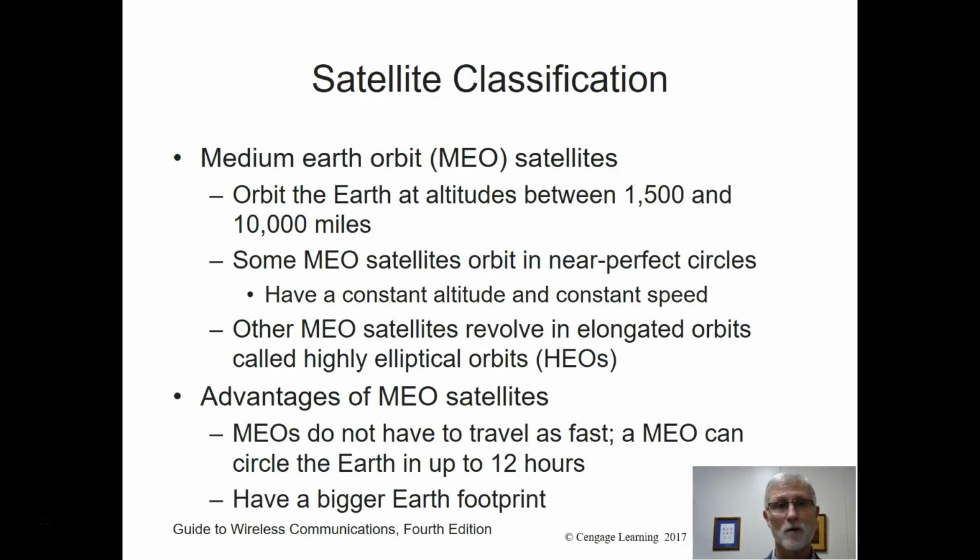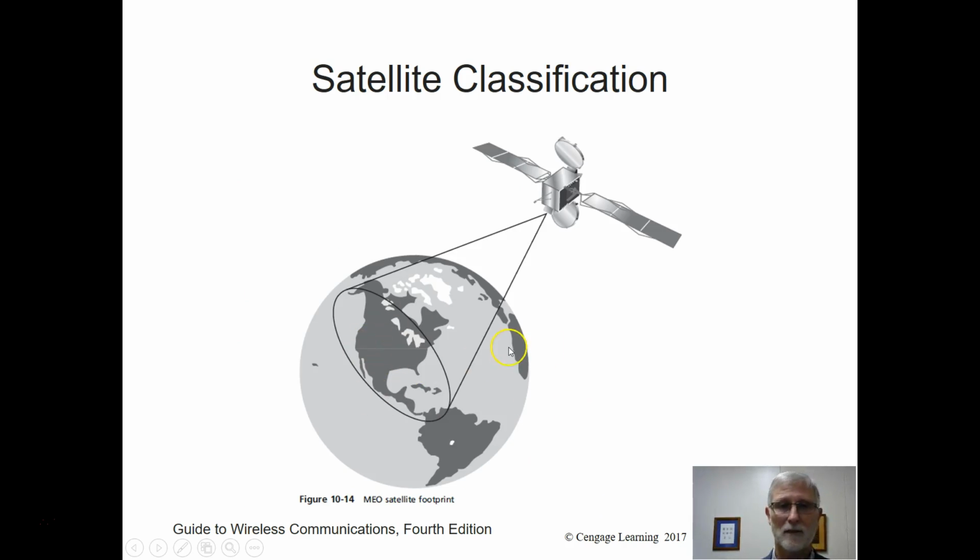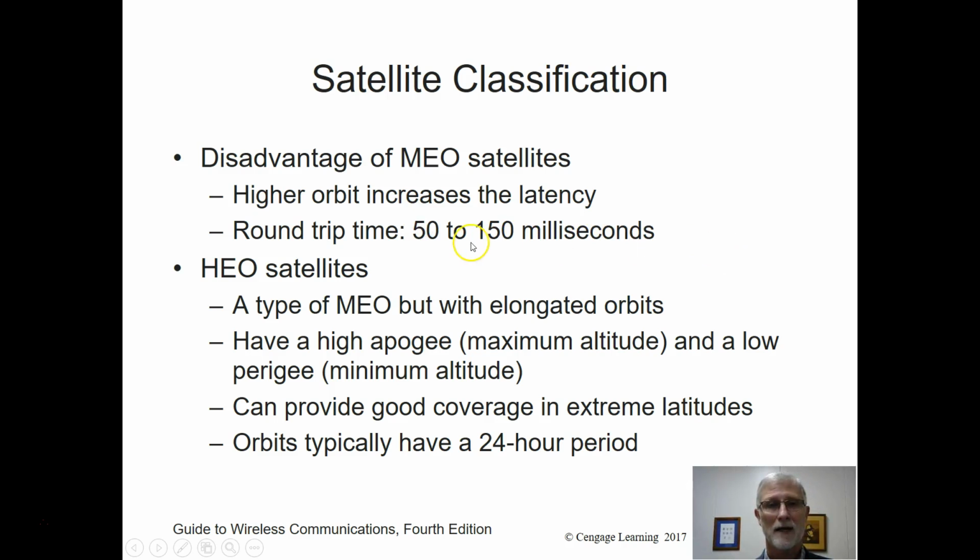Now, medium Earth orbit, a little higher, between 1,500 and 10,000 miles. They don't have to travel as much, so I get a larger footprint. As you can see, I get a much larger footprint, so I don't need as many of the satellites. But now I've increased the latency, round trip between 50 and 150 milliseconds. So maybe not what you need.